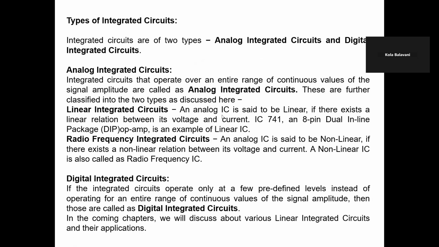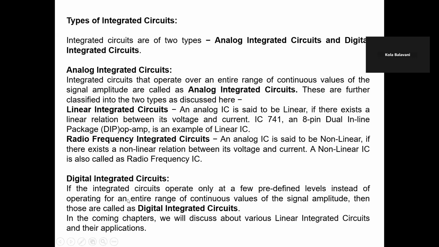An analog integrated circuit is said to be linear if there exists a linear relationship between its voltage and current. IC 741 is nothing but the IC number of the op-amp. It is available in the form of an 8-pin dual inline package. This is an example of an analog IC, also called a linear IC.